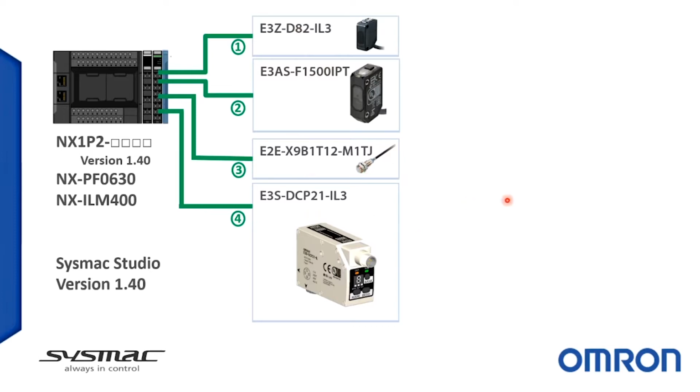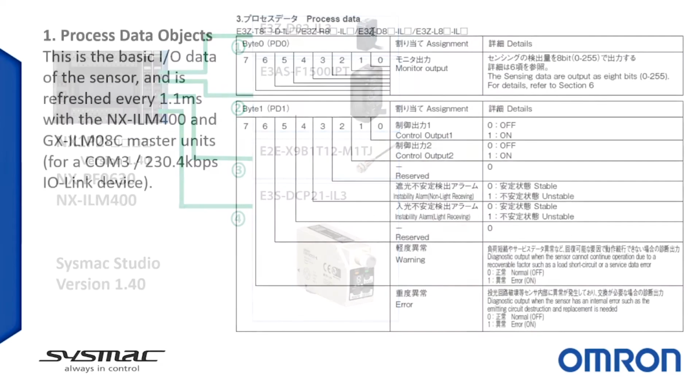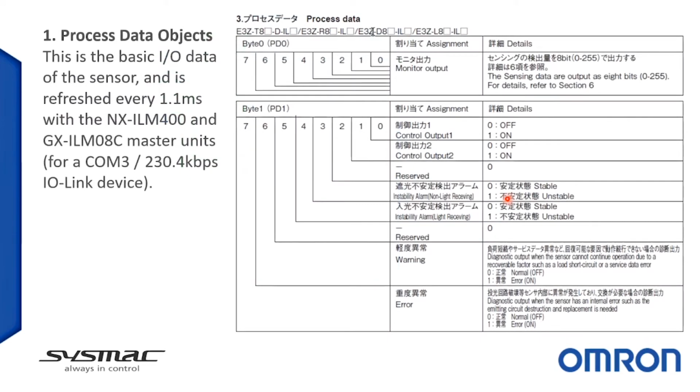Just to recap on a couple of IO-Link fundamentals. First, we have process data, the basic IO data that gets refreshed in a cyclical manner. Here we can see the 2 bytes of process data for the E3Z sensor that are read every 1.1 milliseconds by the IO-Link master, such as the control output, signal stability, warning and error flags.